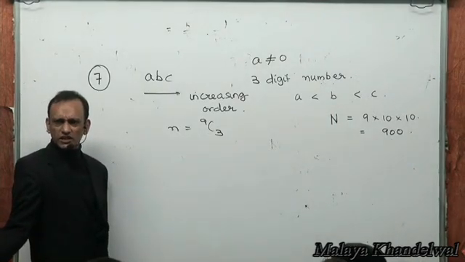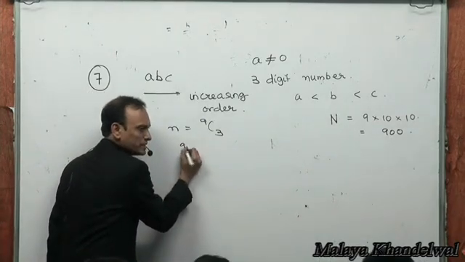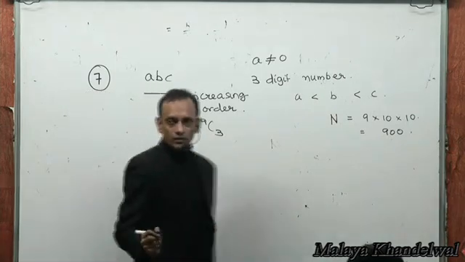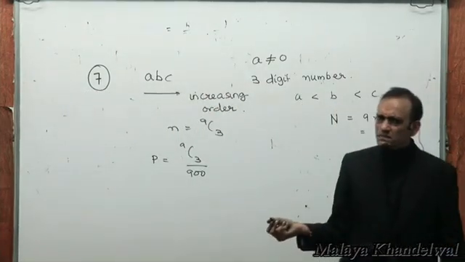9C3. Yes or no? These are the favorable cases. So the required probability is going to be 9C3 divided by 900. Yes or no? That's as simple as this.